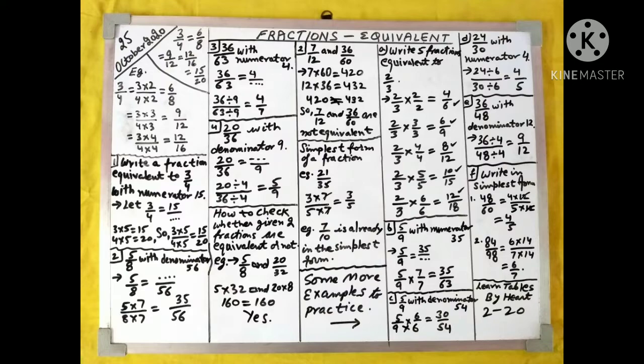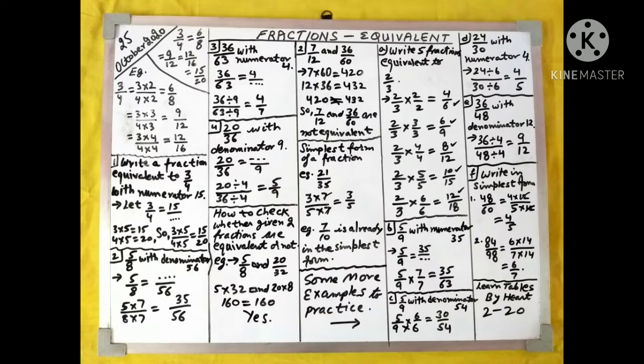Next is 24 by 30 with numerator 4. So 24 divided by 6 is equal to 4. 30 divided by 6 is equal to 5. So 4 by 5 is the required answer. Next we have 36 by 48 with denominator 12. So 48 divided by 4 is equal to 12. So 36 divided by 4 will give us 9. So 9 by 12 is the required answer.